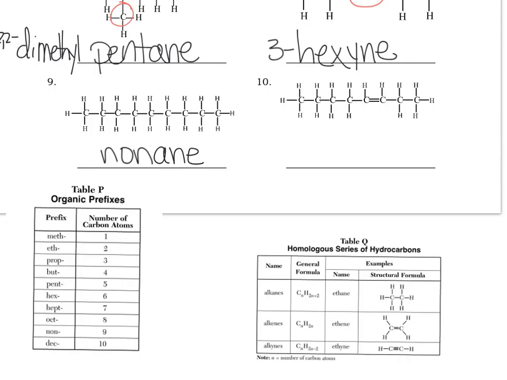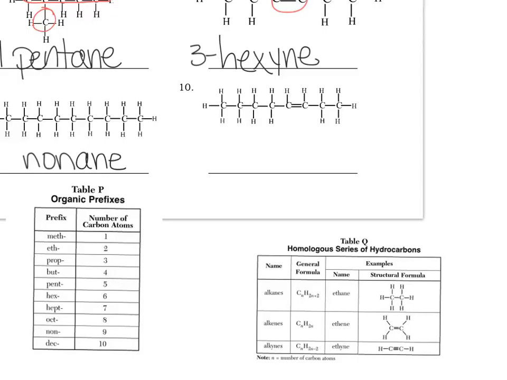Next one, however, we have a double bond right here. So that'll end up being significant. For the time being, though, let's count our carbons. 1, 2, 3, 4, 5, 6, 7, 8. 8 carbons is oct.